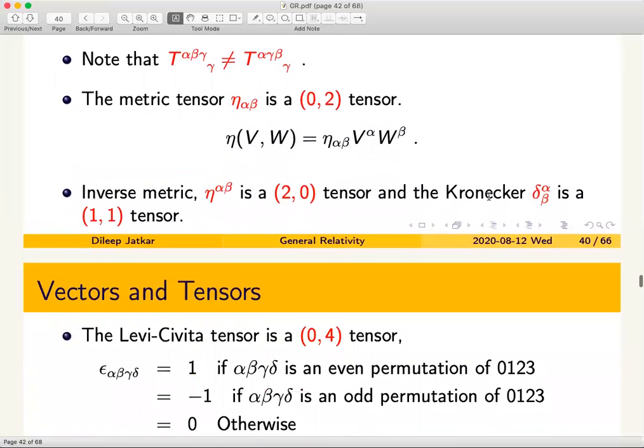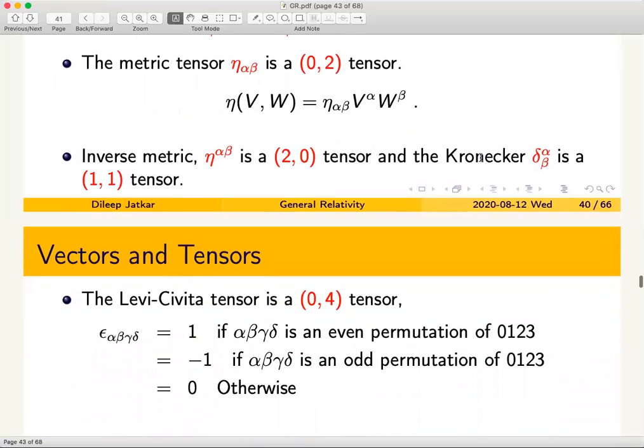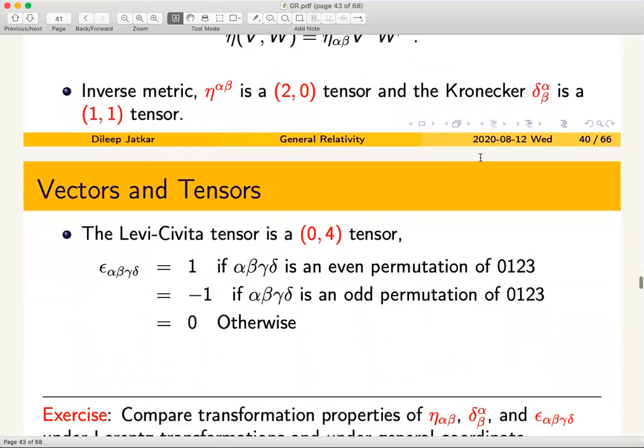Besides that, another tensor that one encounters in, say, 4 dimensions, there is an analog of that in other dimensions also. But since we are working only in 4 dimensions, we have this tensor called the Levi-Civita tensor, which is a 0,4 tensor, and it has the property that it is totally antisymmetric in alpha beta gamma delta. And because it is totally antisymmetric, anytime alpha is equal to beta or alpha is equal to gamma, or any two indices agree, it would give you 0.